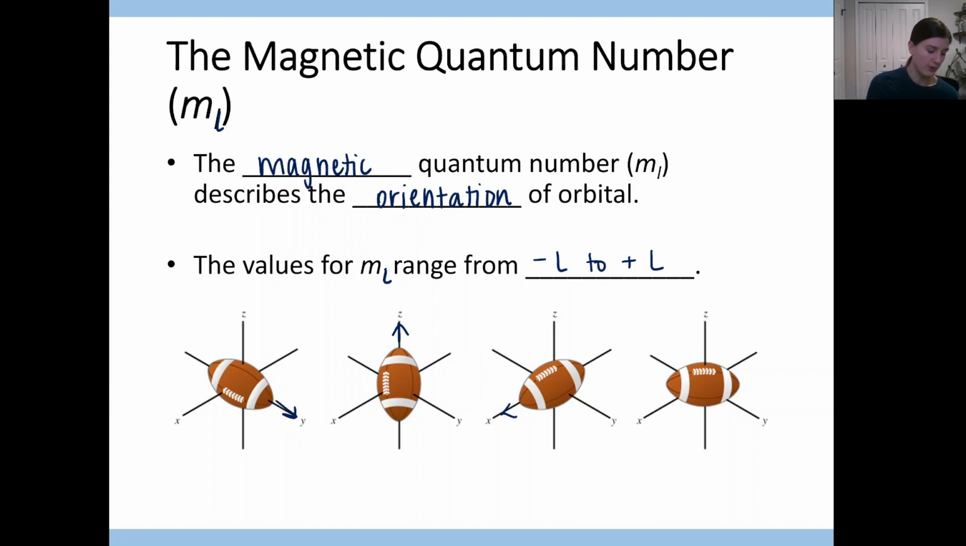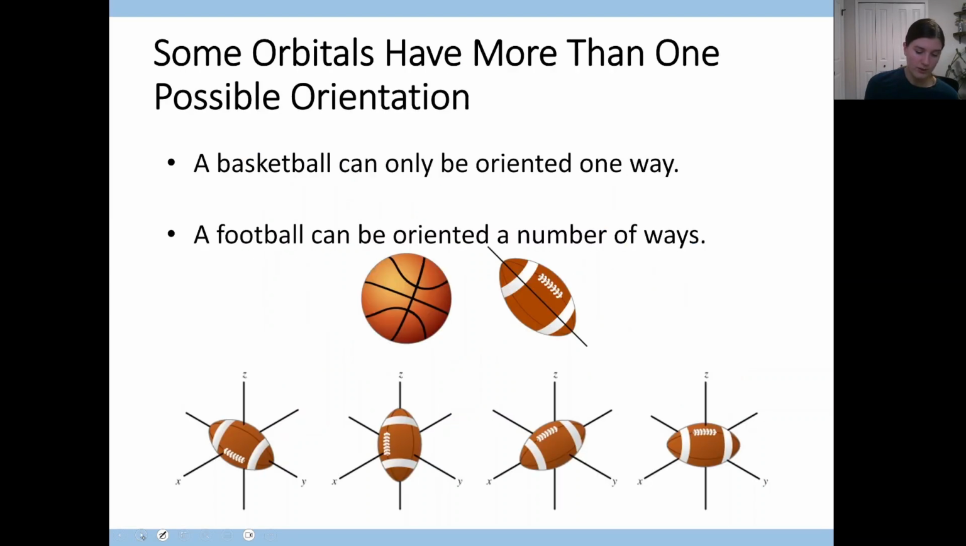So these are different subshells of a football orbital, and whatever value the magnetic quantum number is would indicate the orientation of that orbital. Now, s orbitals, like a basketball, so remember an s orbital is a spherical shape. They can only be oriented one way. If you rotate it around, it's still a sphere. But if we have a football, like a p orbital, that can be oriented in a number of different ways, and that's why we have this magnetic quantum number.